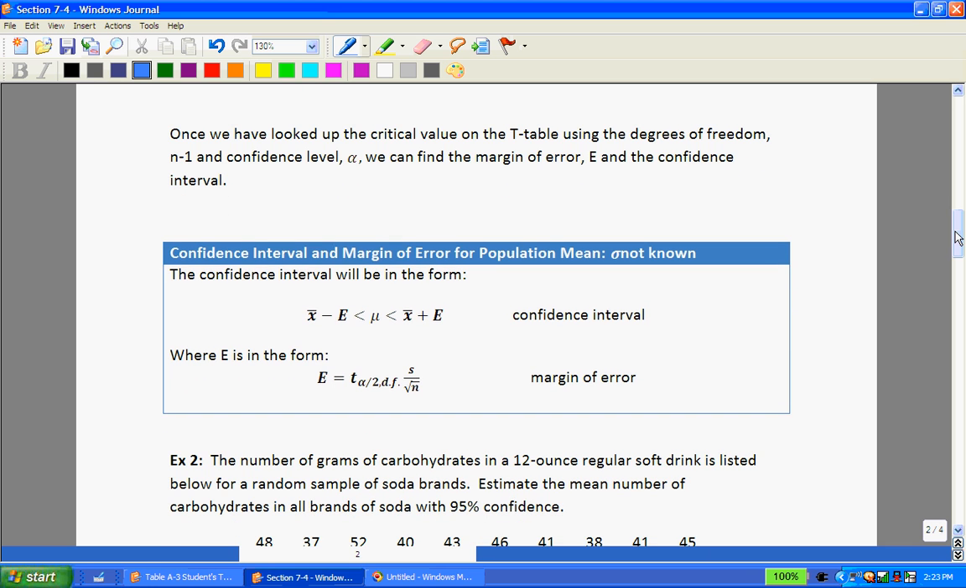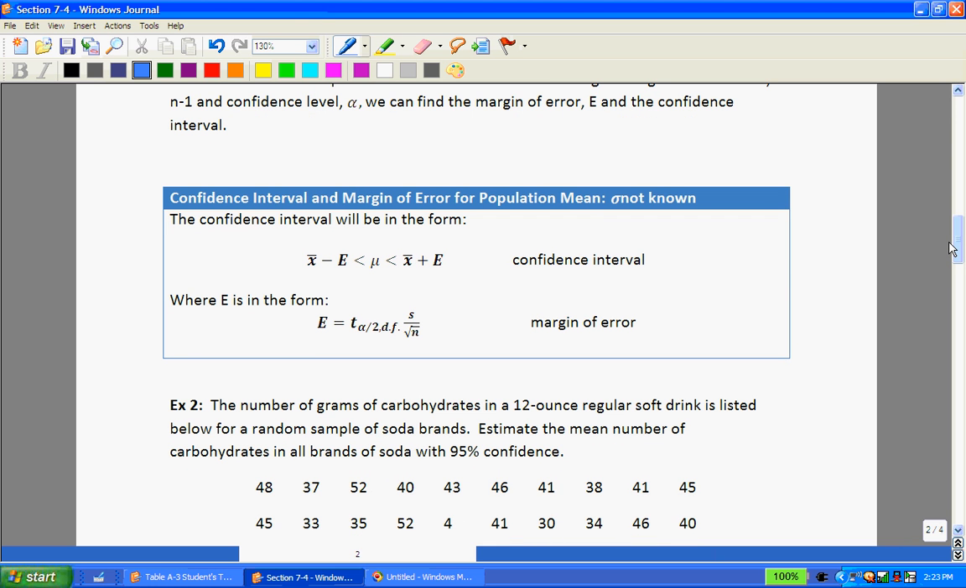Well, once we do find that critical value on the t-table, we can find the margin of error. And then resulting from that, we can find the confidence interval. So these formulas should look relatively familiar from what we've been doing with our previous confidence intervals, where we take x bar and subtract off the margin of error, or take x bar and add on the margin of error. That creates that confidence interval. But as far as calculating E itself, instead of a z value here, we're going to have a t value. And we have the sample standard deviation divided by the square root of n.